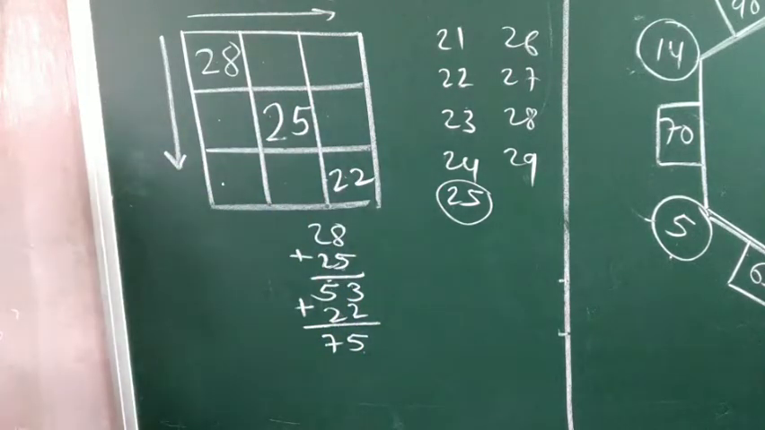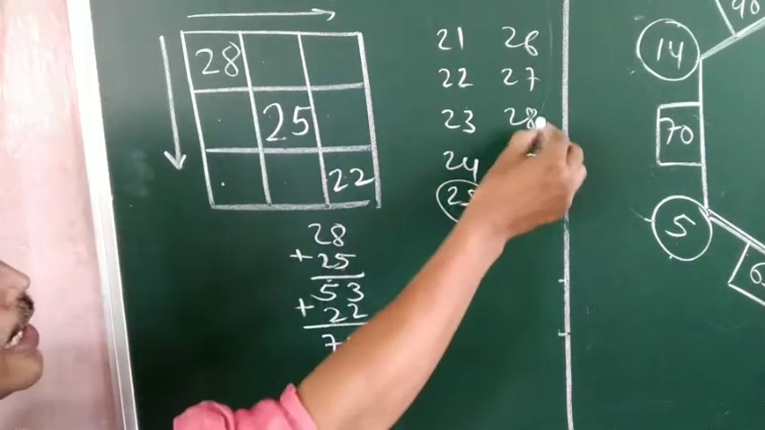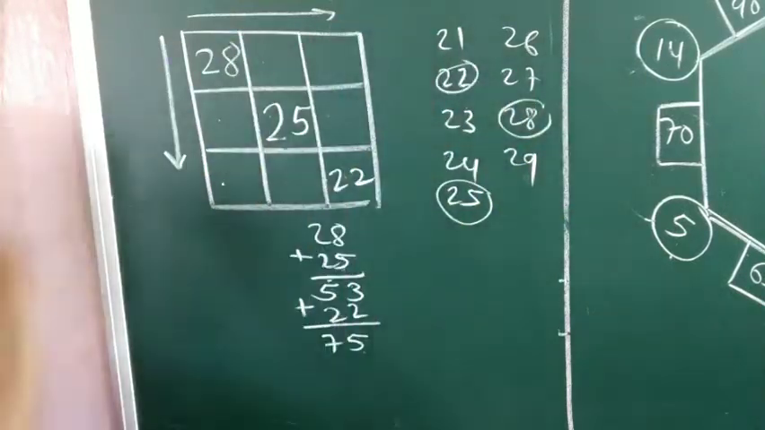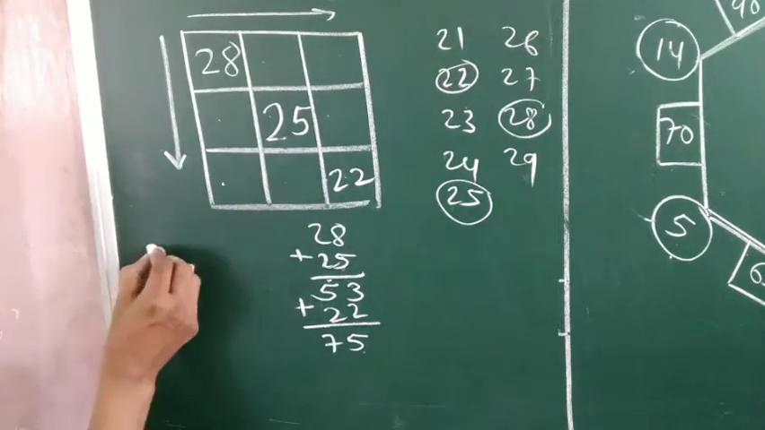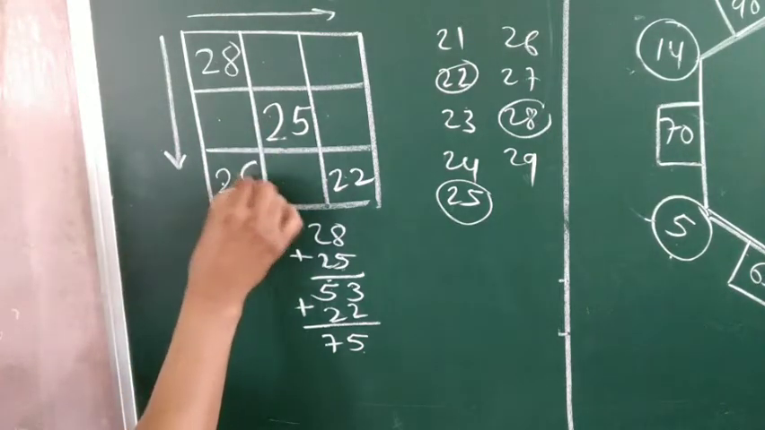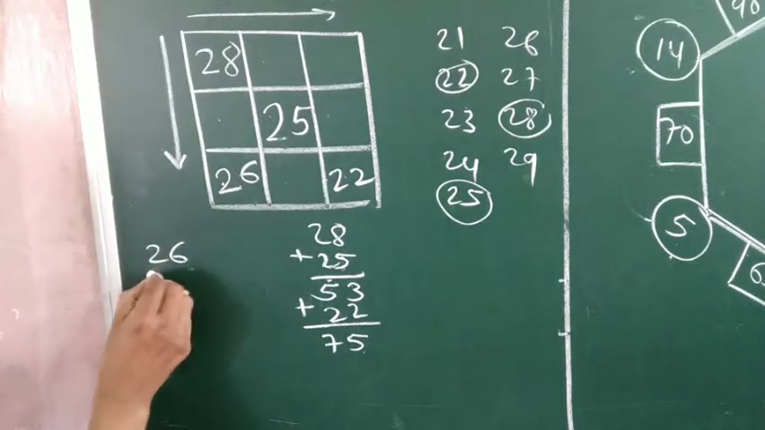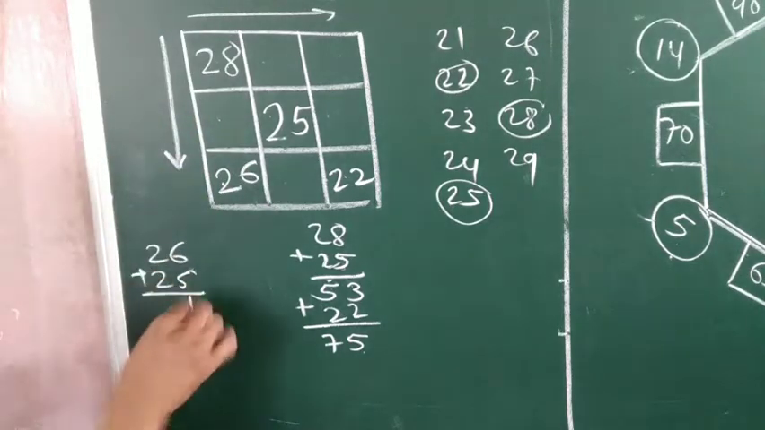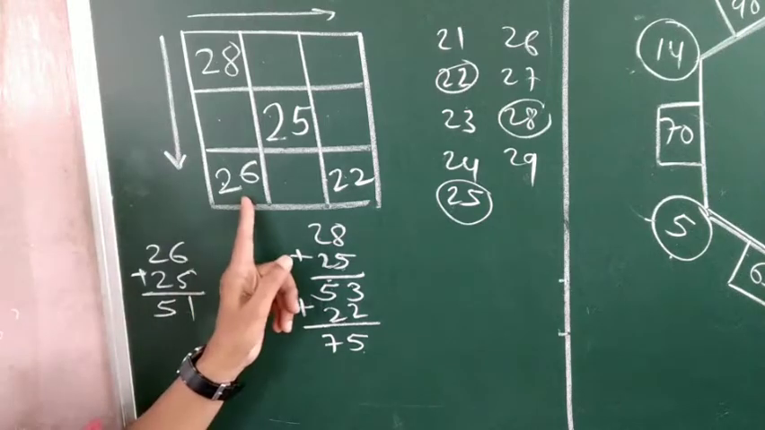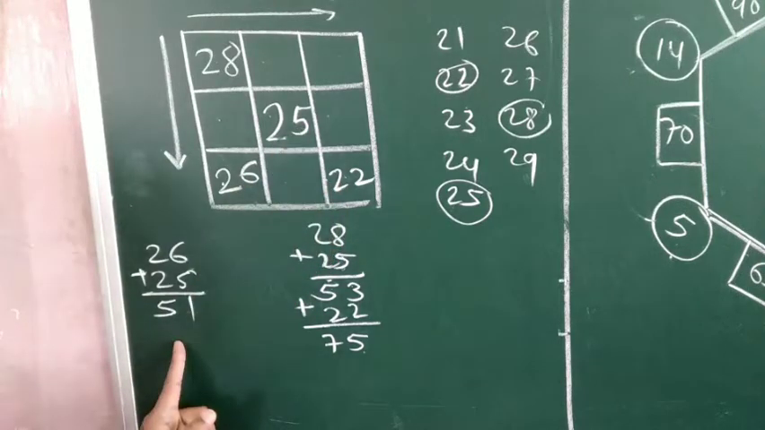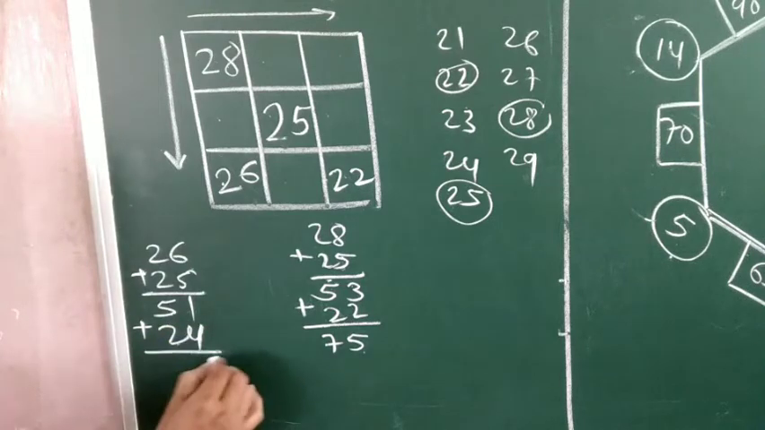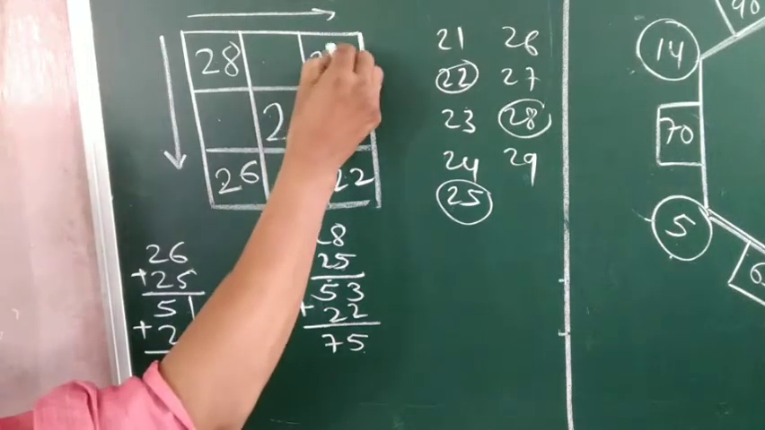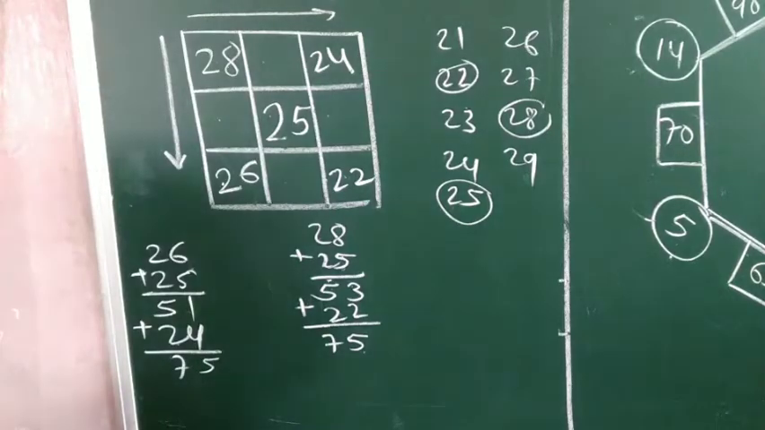Okay बेटा. Now see, we used here 28 and 22. These two numbers we have already used. Now next, it is 25. Then what do we have to do? Again I will take here 26. Suppose, try करते हैं. 26, 25. क्या होगा यहाँ पर? 51 हुआ बेटा. 26, 25, 51 हुआ. And then plus, now here it will be 24. 5 plus 2, 7. It is 24. Okay, 24.